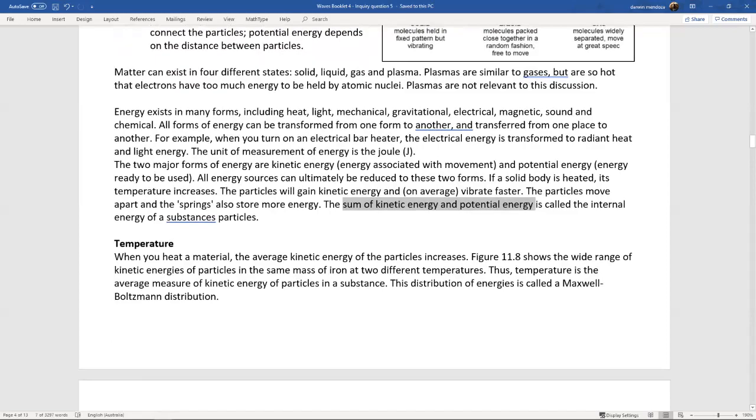Now, what I want you guys to start thinking about is how we define temperature. And this is what temperature means. Temperature is the average measure of kinetic energy of particles in a substance. So, I mean, that kind of makes sense.